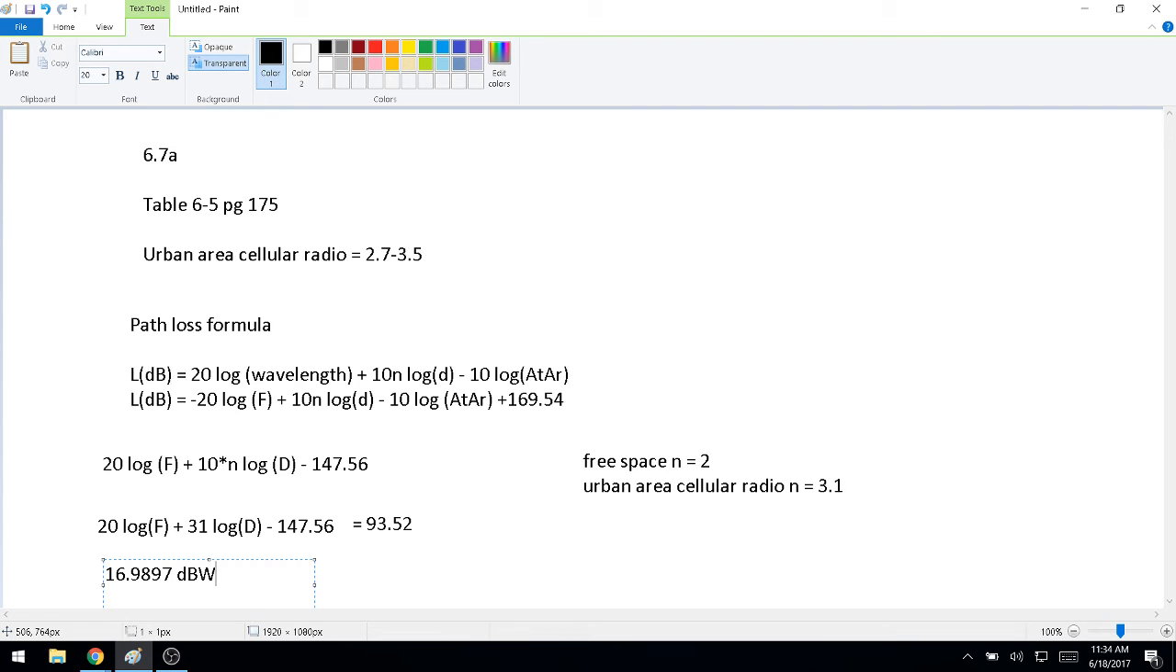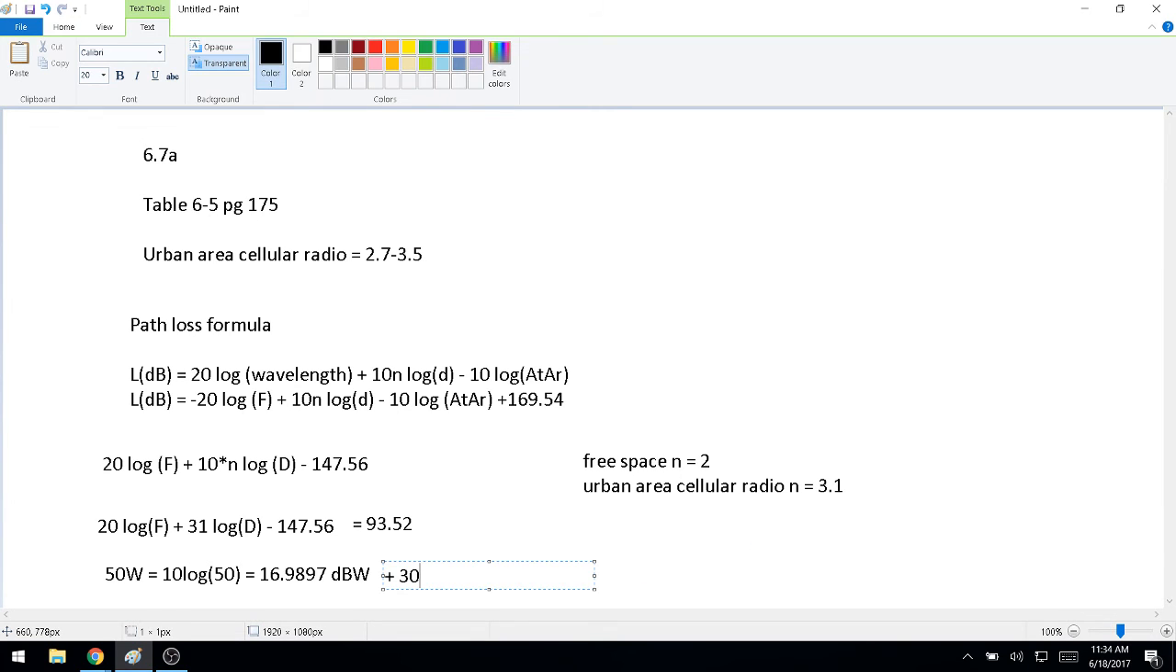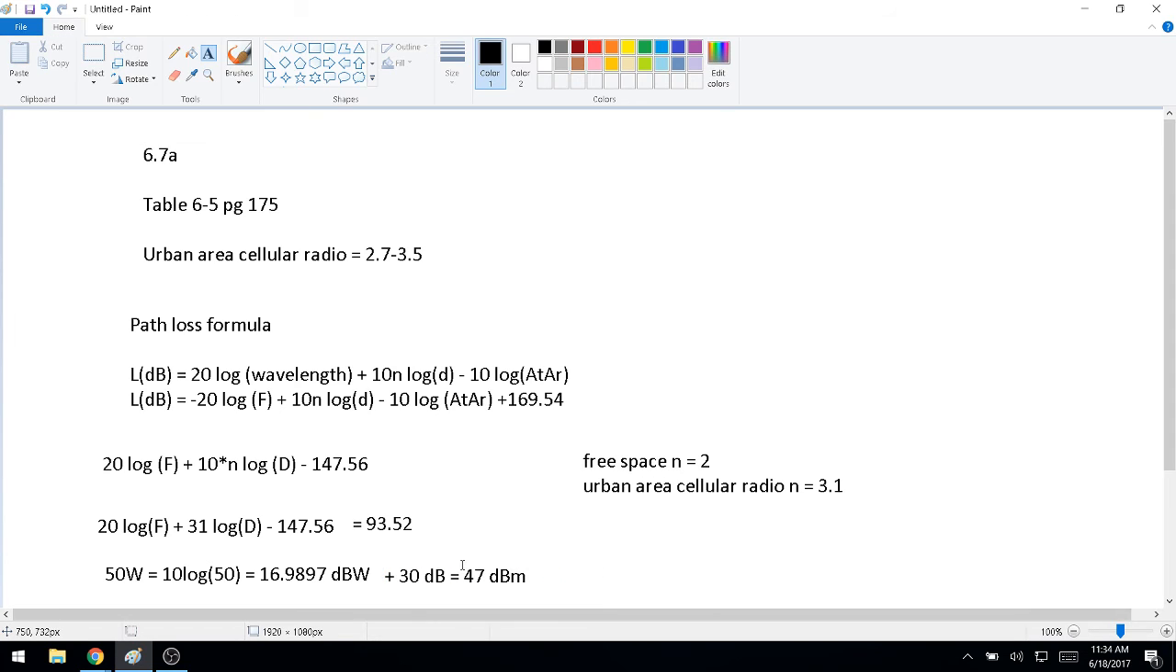dBW. And so that means we're transmitting with almost 17 dBW. And if we want dBm instead, we just have to add 30 dB, which equals 47 dBm. And so we're transmitting with an original power of 47 dBm.